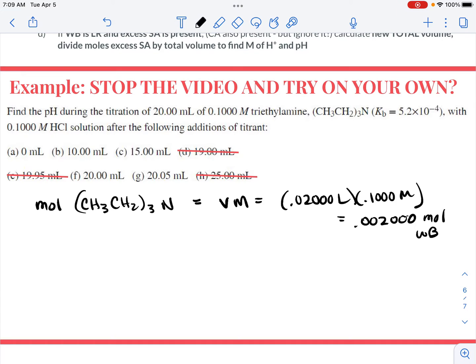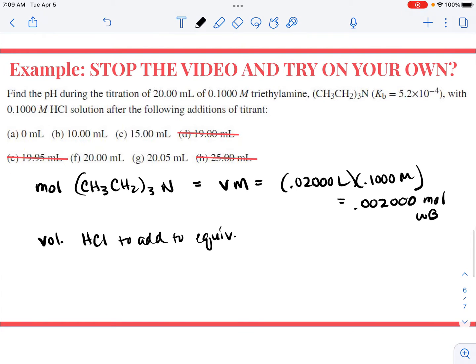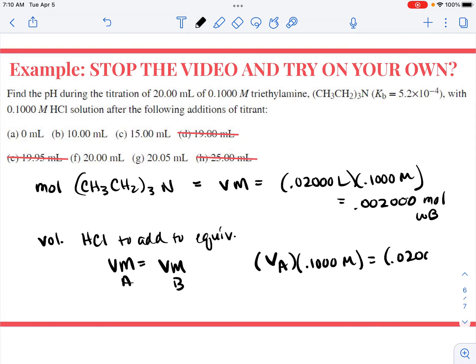Okay. And then I'm going to figure out the volume of my HCl to add to get to equivalence, because I want those reference markers here so that I can predict what's happening. So that's going to be MaVa equals MbVb, one for the acid, one for the base. So that would be my 0.02, the acid is what I'm looking for. And the molarity of the acid is 0.1 molar. And the volume of the base was 20 milliliters times its molarity, which is also 0.1.